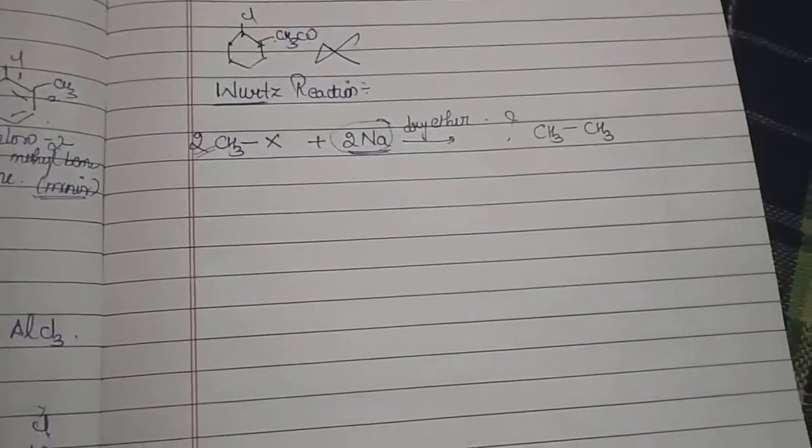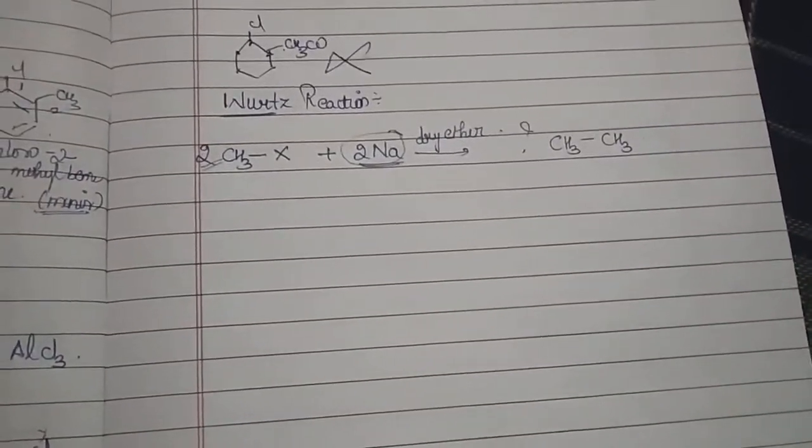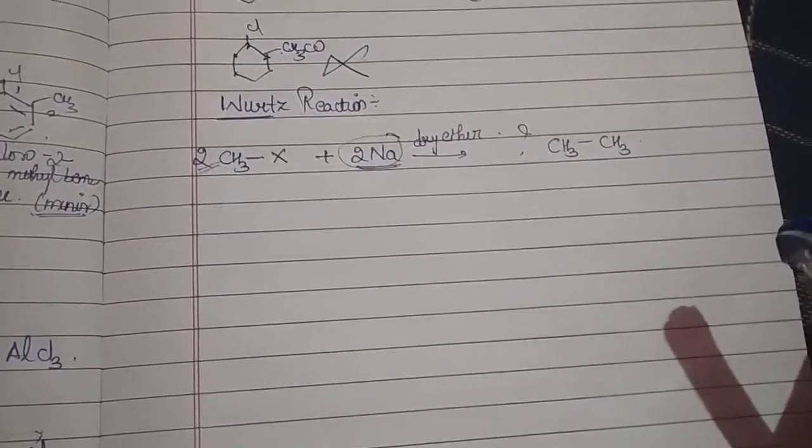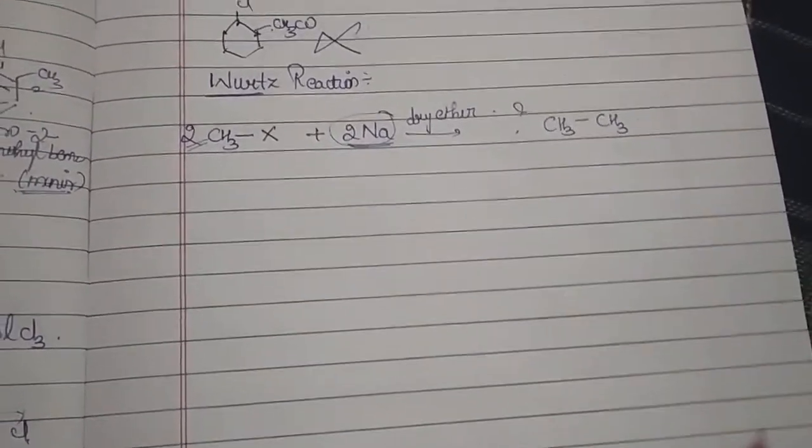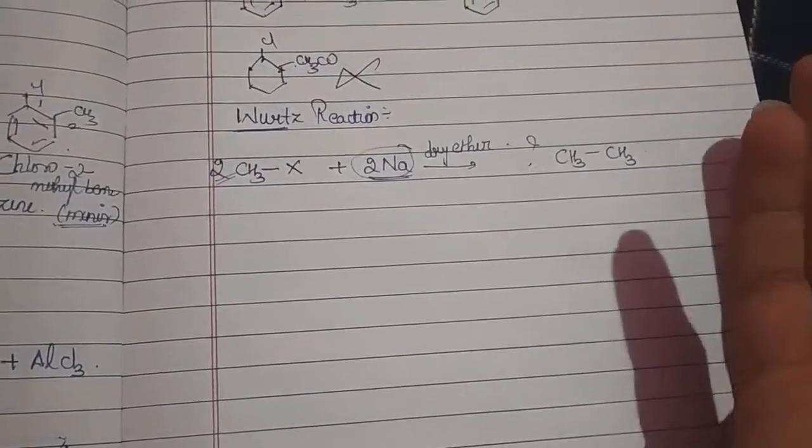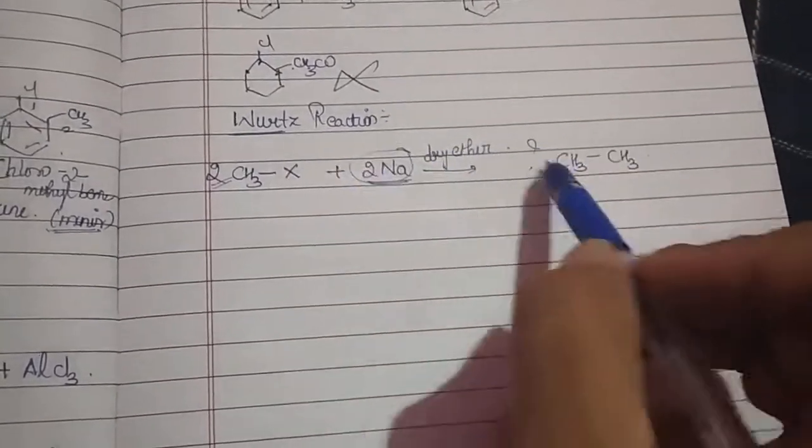So what is a coupling reaction? It's a reaction in which two fragments are being joined in the presence of a metal. Such reactions are called coupling. So you can see here.